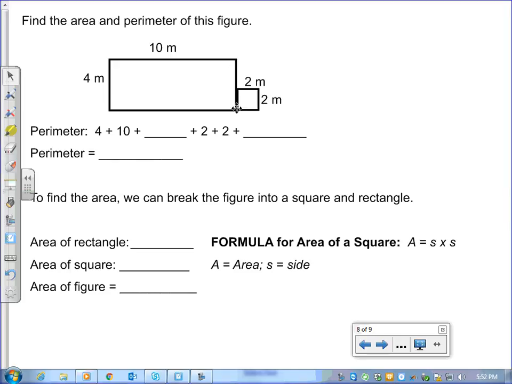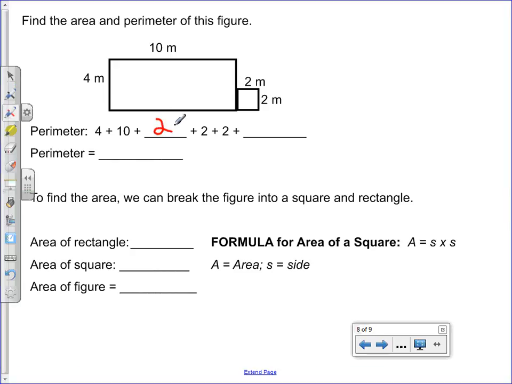Well, I know that this piece has to be 2 meters because this is 2 meters. So if this is 2 meters, what does this have to be in order for the whole thing to equal 4? It has to be 2. So I'm going to fill in my blank spot with a 2. And then this bottom part, well, if this top line of my square is 2 meters, then the bottom line has to be 2. And I know if this top line of my rectangle is 10 meters, then this has to be 10 meters. Well, 10 plus 2 is 12 meters.